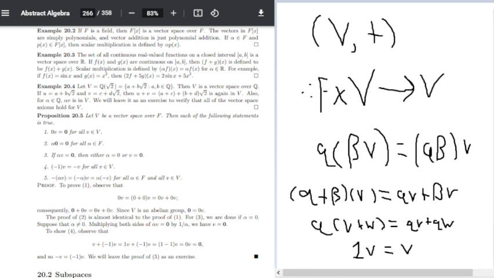Example 20.4. Let V be equal to Q adjoin the square root of 2, which is the set of all a + b√2 with a and b in the rationals. Then V is a vector space over Q.